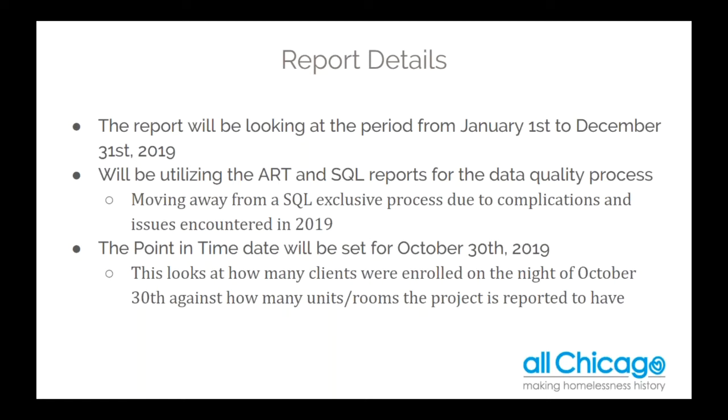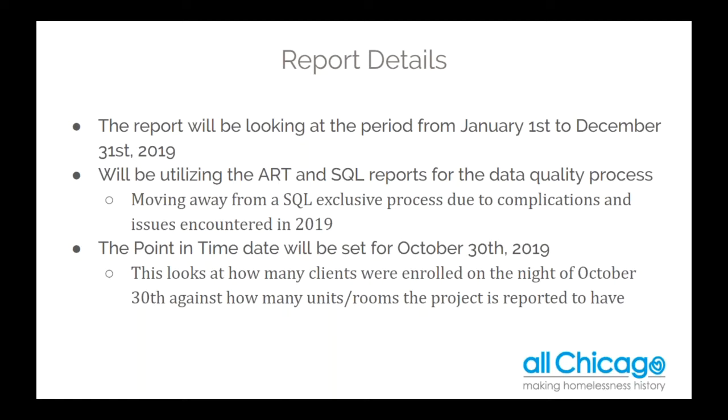So in order to address some of that, what we've decided to do was actually revert back to an older process that we had been using prior to 2019. And that's where we ask providers to pull APR reports out of HMIS, and then send that into us so that we can review it and deem whether a project is in compliance or out of compliance for these four categories of data quality.